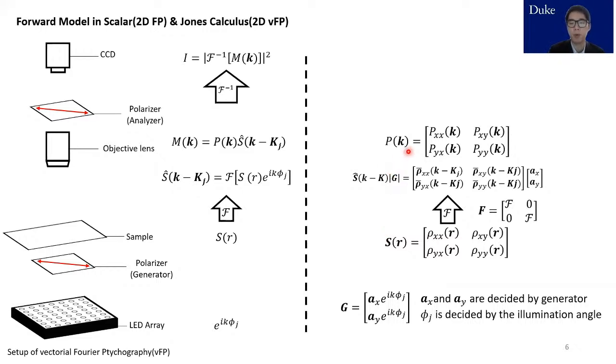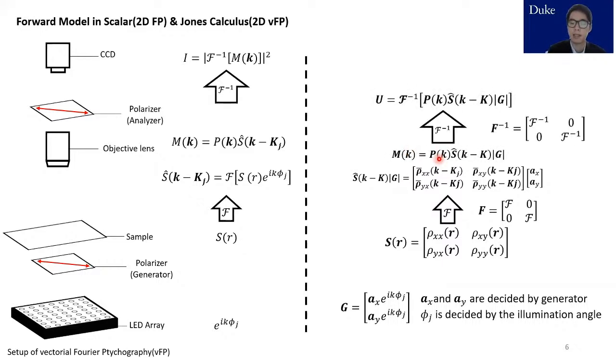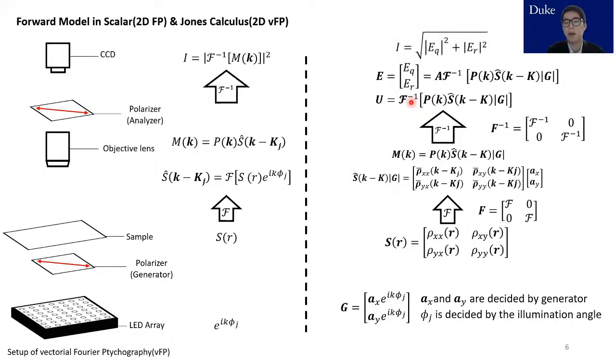Then we have a pupil, which is the imaging system aberration. It is also a 2x2 complex-valued matrix. By multiplying these aberrations, we then take the inverse Fourier transform back to the imaging plane. But this is like 2x1 vectors. Then we multiply with the analyzer that we showed here, and we get the field vectors. Finally, we arrive at the CCD plane, where we get the intensity, which is the measurement. So this is the extension of the general Fourier ptychography model into a vectorial Fourier ptychography model.